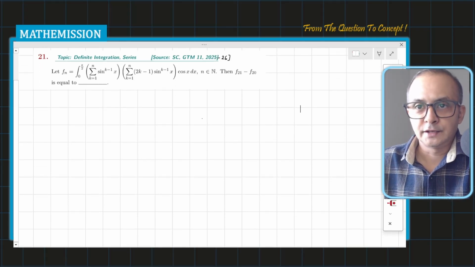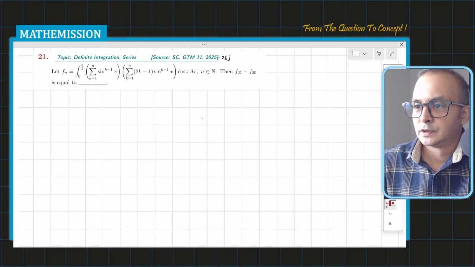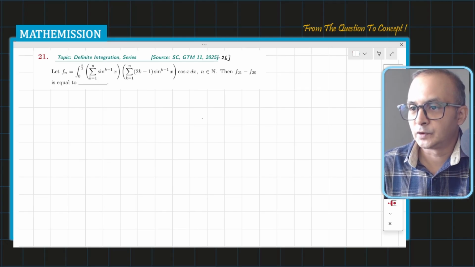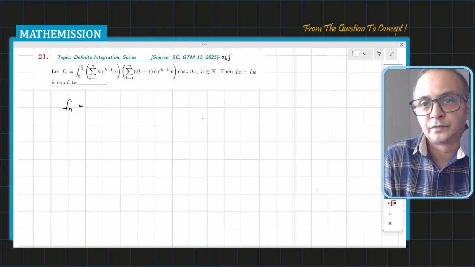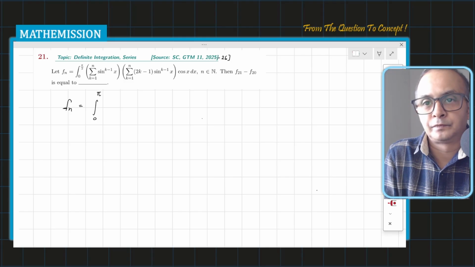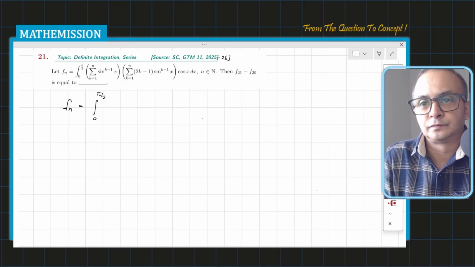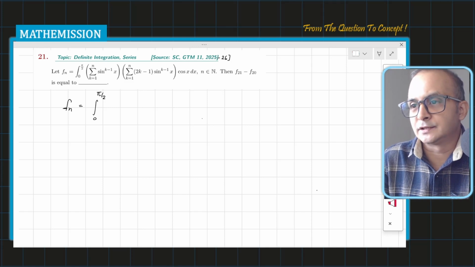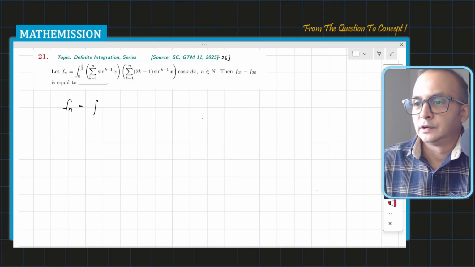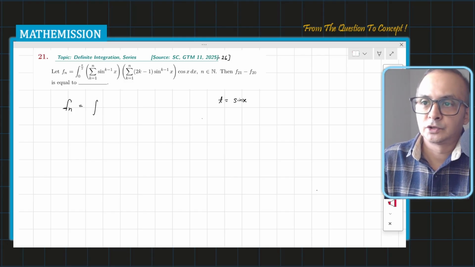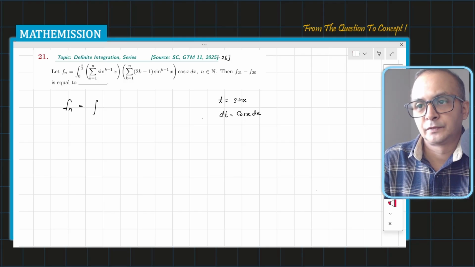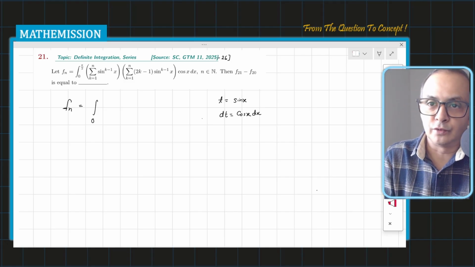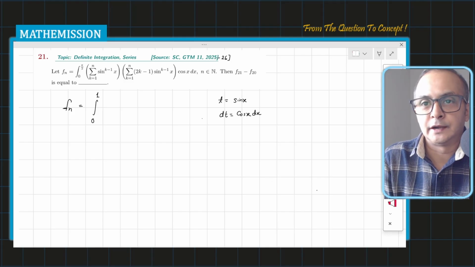So let's see how we can solve it. We already observed that the integral from 0 to pi by 2, I can just directly substitute the value. T is equal to sine x. So our dt will become cosine x dx, and the limit value will turn into 0 to 1. It's not a difficult thing to understand.